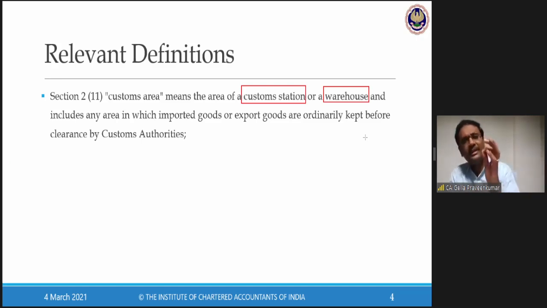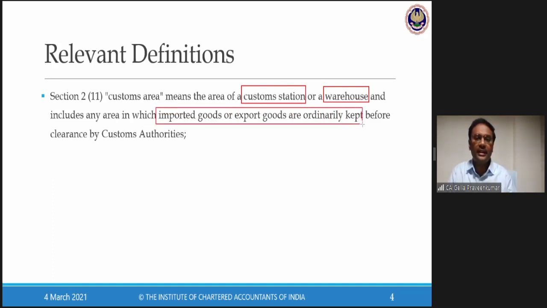One of the promising careers in your advisory role. Next, this is an area which I call a customs station or a warehouse. This also includes an area in which imported goods or export goods are ordinarily kept before clearance by the customs authority.